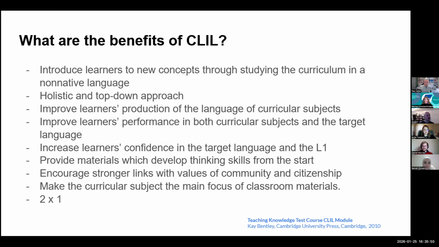I like the idea of the holistic and top-down approach quite a lot. What does the 2x1 indicate? Yeah, good question. It's something we probably should have said already. 2 for the price of 1. You get geography and English.